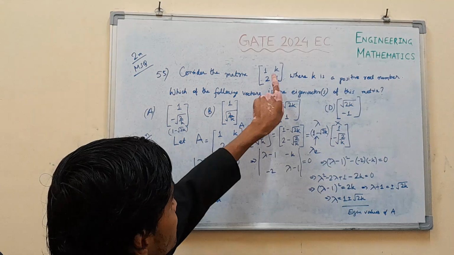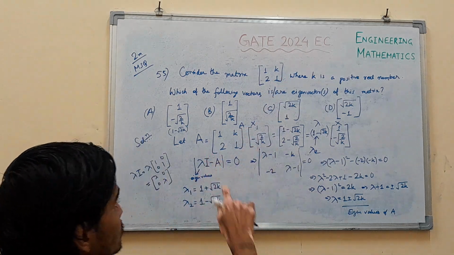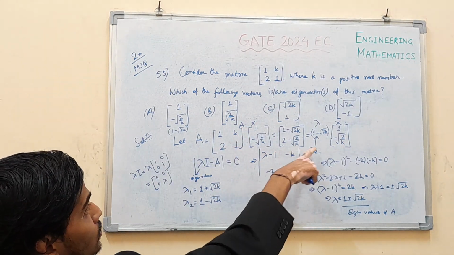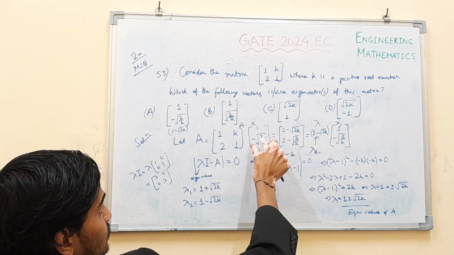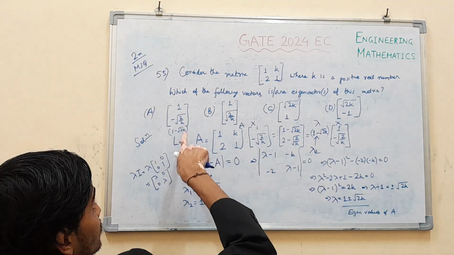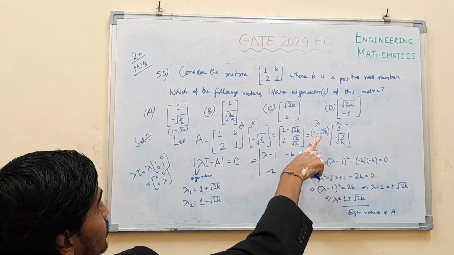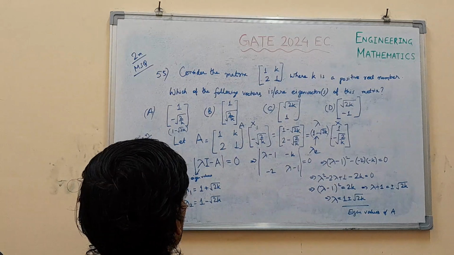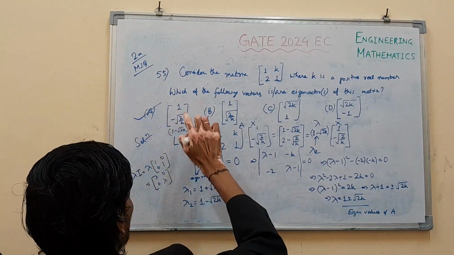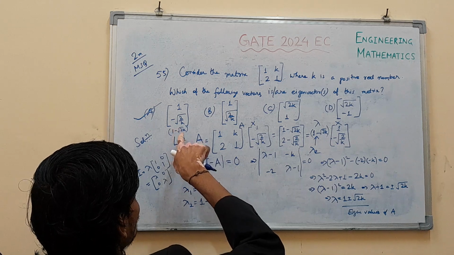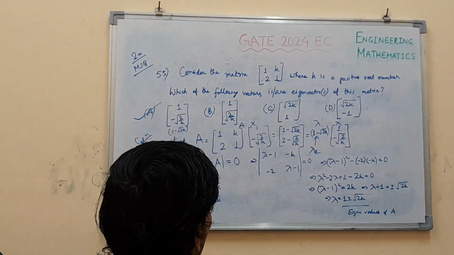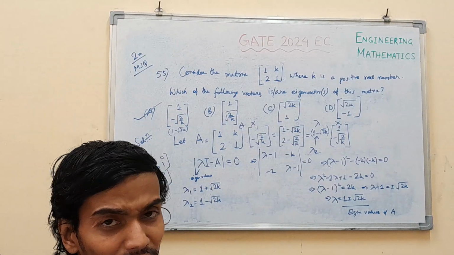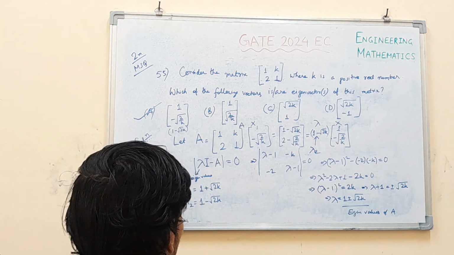For the matrix 1 k 2 1, as is shown, Ax equal to lambda x. This is the x or eigenvector, and lambda is 1 minus root 2k in this case, which is lambda 2, the second eigenvalue. So 1 and minus root 2 by k is one of the eigenvectors. Surely we'll have another eigenvector.